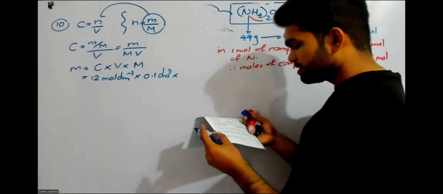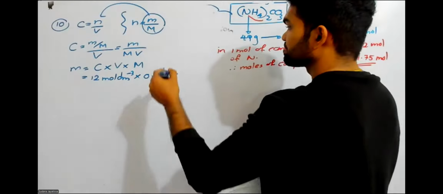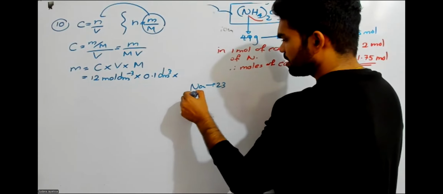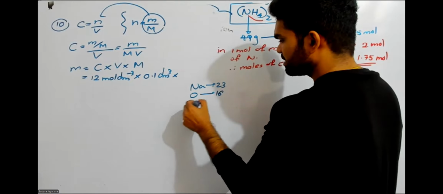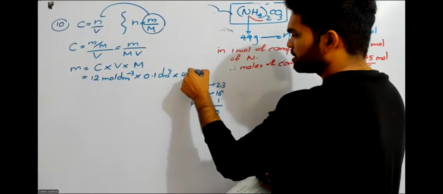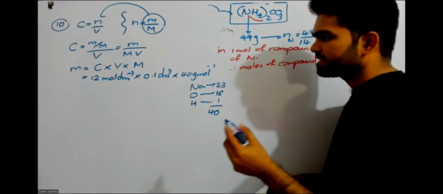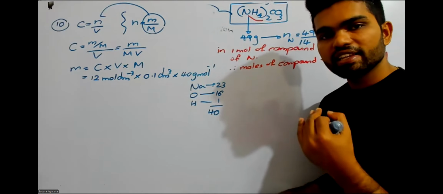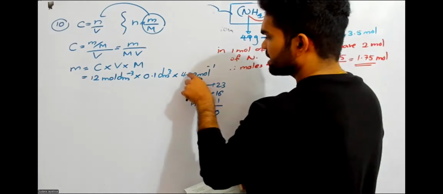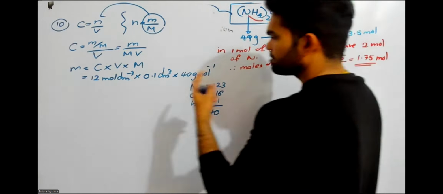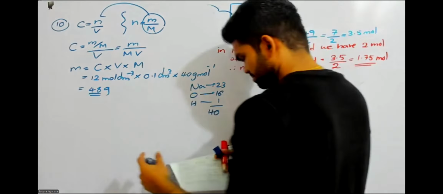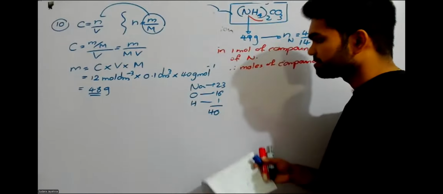Then the molar mass of sodium hydroxide is 40: sodium 23, oxygen 16, and hydrogen 1. You add them, you get 40 grams per mole. You can see all the units get cancelled except gram, so you'll get the answer in grams. The 0.1 and the 0 you can cancel. So simply it is 12 times 4, 48 grams. You have that in answer 3.